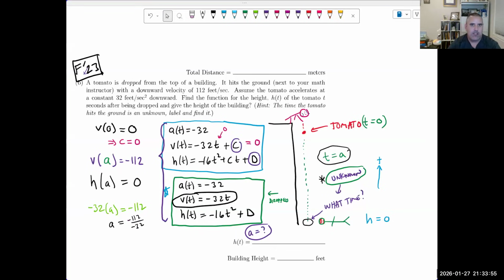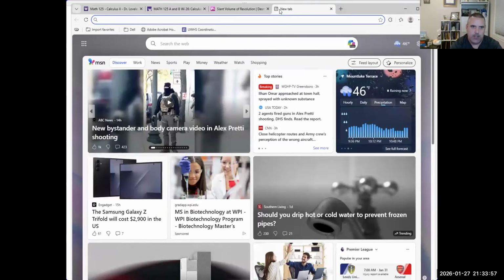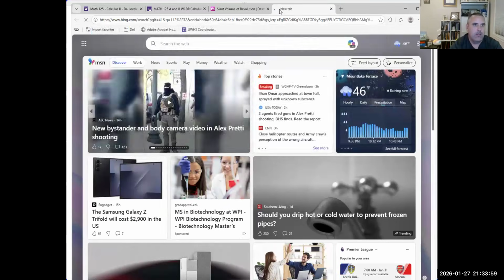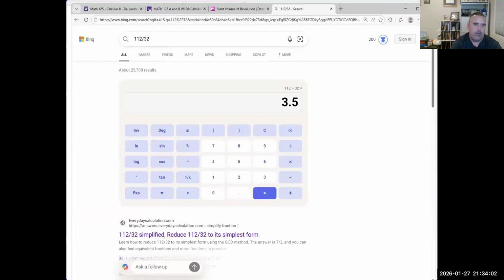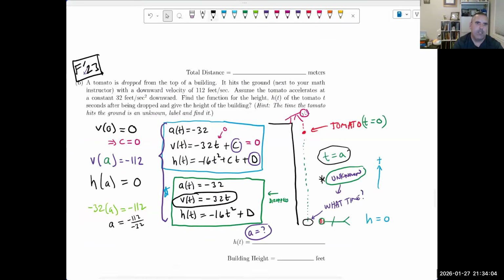Oh, I usually have my calculator hooked up so I can show it to you, but I did not set that up today. So 112 over 32 is three and a half. Oh, I should have known it would be nice. Three and a half ish. Three and a half is a long time. This is a really tall building. Okay. So anyways, then we're going to put three and a half in here.